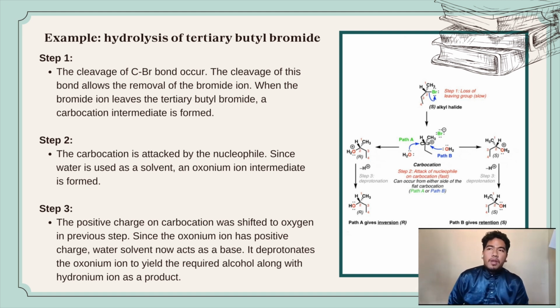Step 1, in this reaction, the cleavage of the C-Br bond occurs. The cleavage of this bond allows the removal of the bromide ion. When the bromide ion leaves the tertiary butyl bromide, a carbocation intermediate is formed. Note that the formation of the carbocation intermediate is an endothermic reaction.